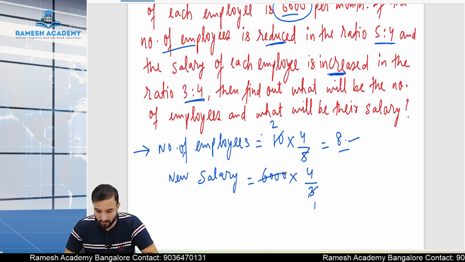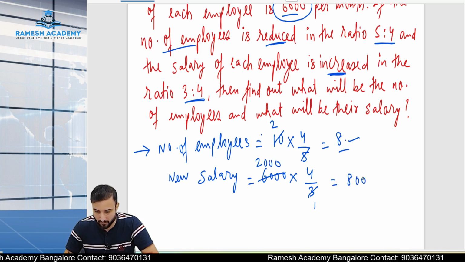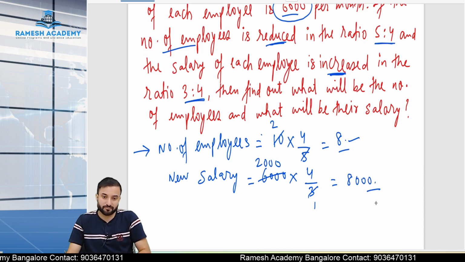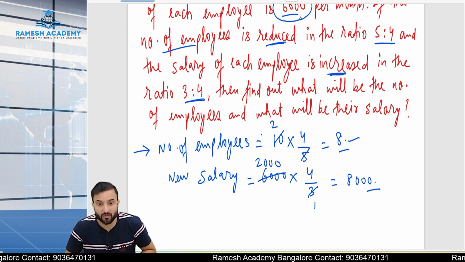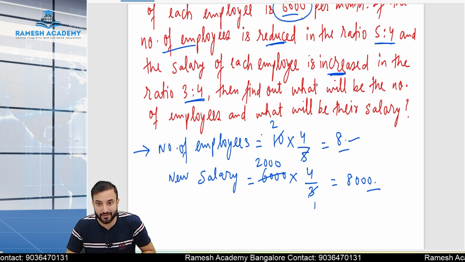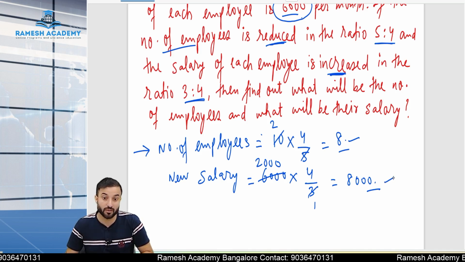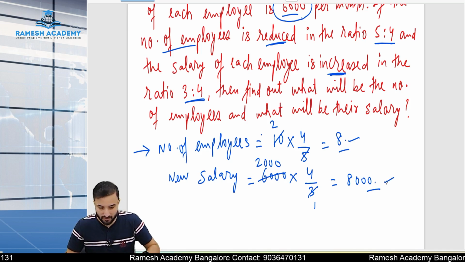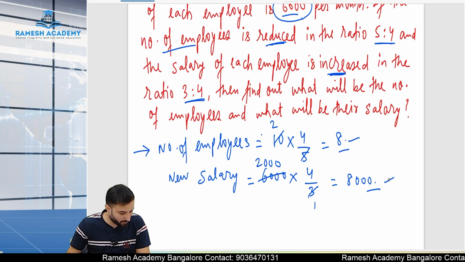So 3 into 2,000 is 6,000, and 4 times 2,000 will become 8,000. So see, salary was 6,000. Now the salary increased and it reached 8,000. So this is the concept, and I hope you understand this concept.